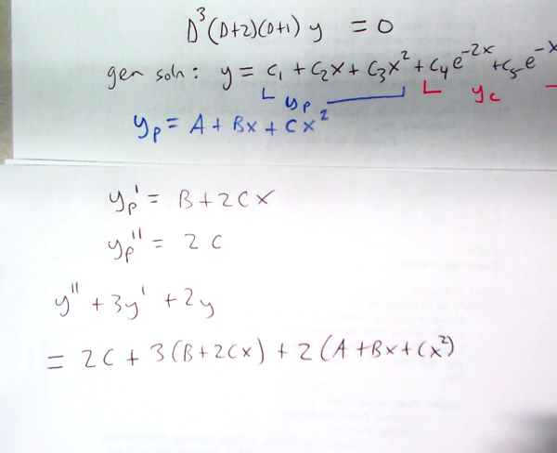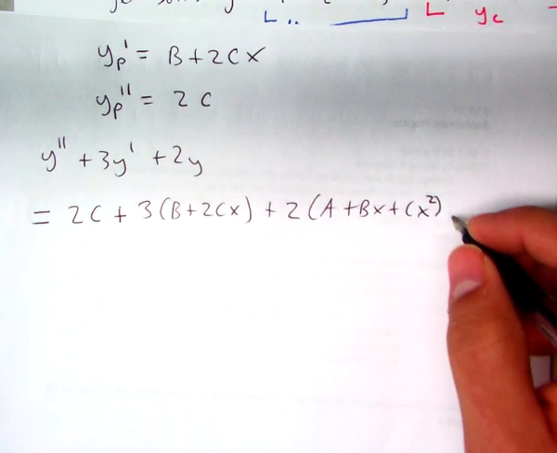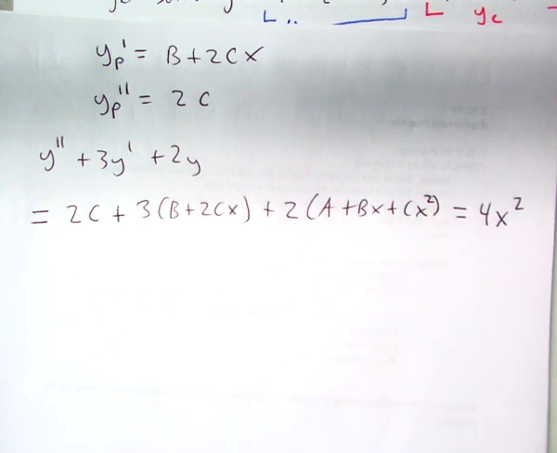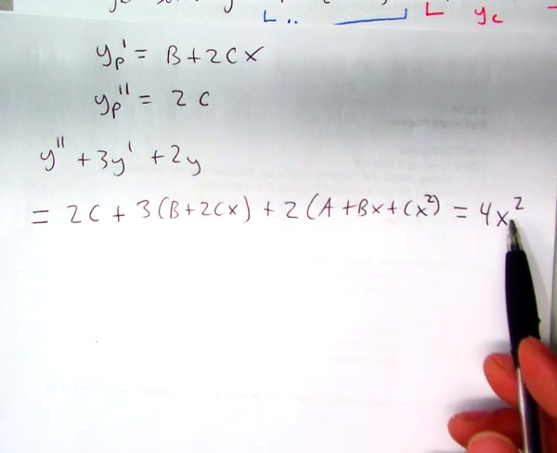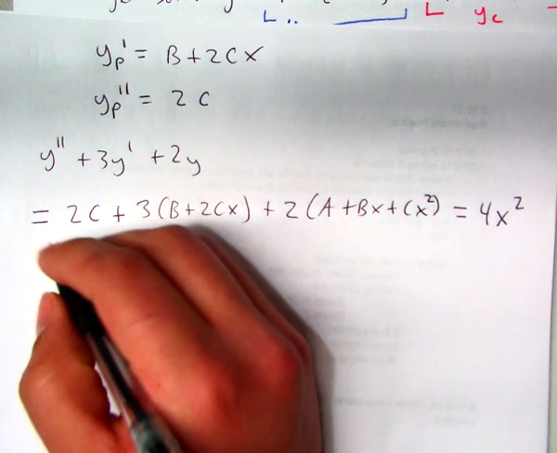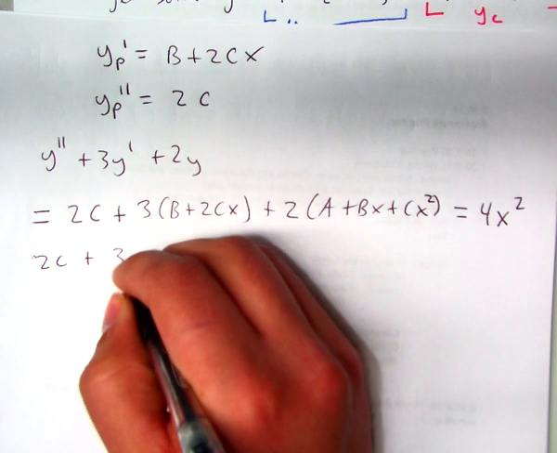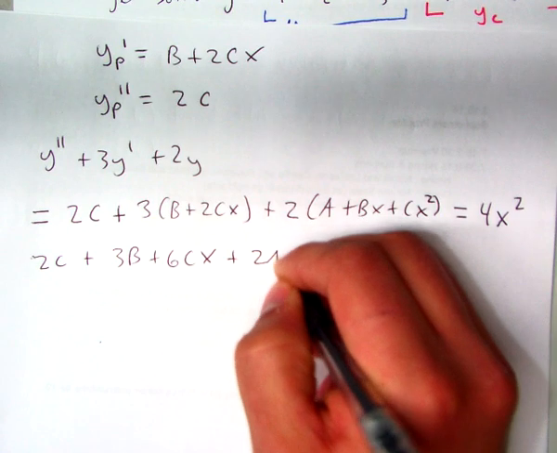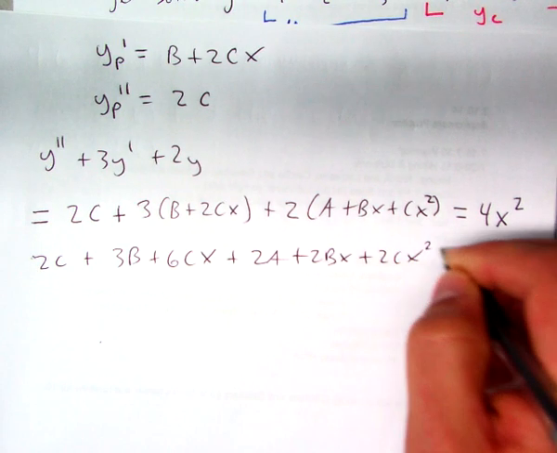Okay, and now this all needs to equal 4x squared. If this is the particular solution, this is the solution that we should be able to plug into the equation and get it to equal 4x squared. So let's go ahead and see what's going on. We have 2c plus 3b plus 6cx plus 2a plus 2bx plus 2cx squared equals 4x squared.